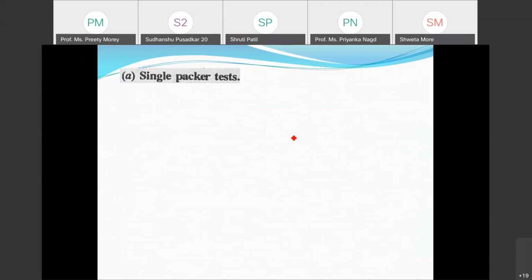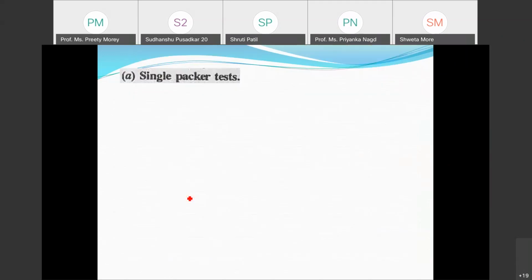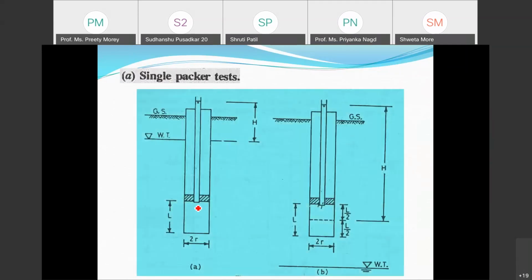Now, the disadvantage of this method is that you are putting a pipe and dropping the water, so through this entire area the water is flowing. If I want to find out the permeability of a specific area, suppose this area, I will not be able to do this under this open end system. Hence there are two systems: single packer and double packer system. In single packer, some packing is applied at the borehole. Now this packing is applied here, and the water is pumped through this one.